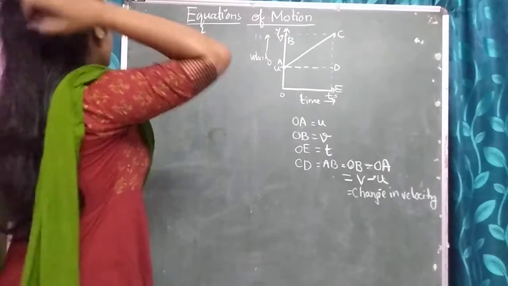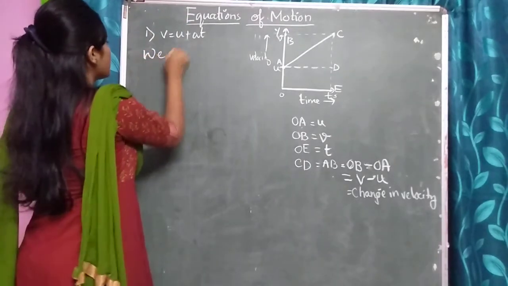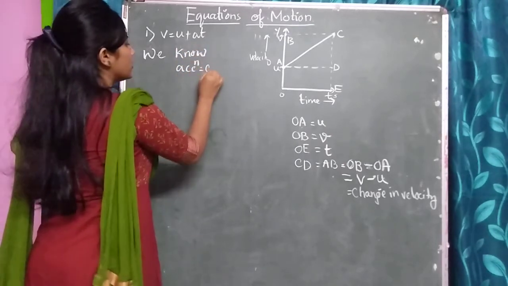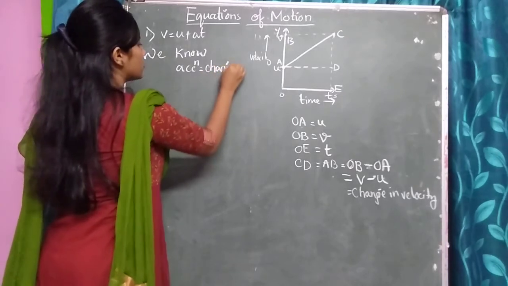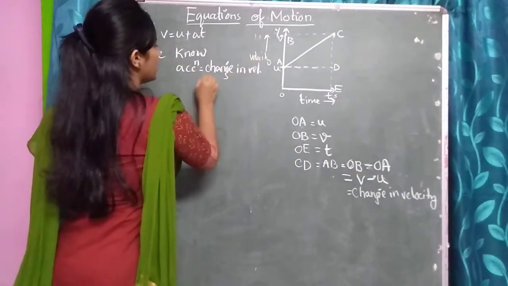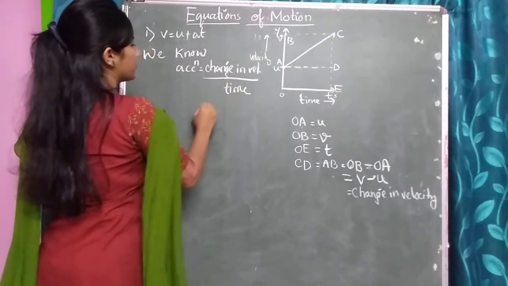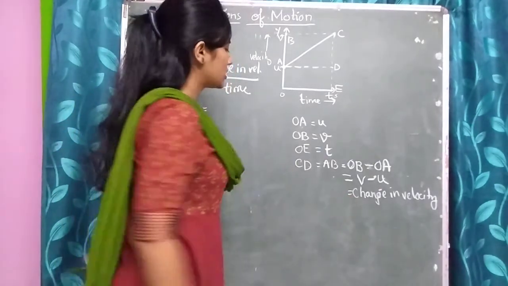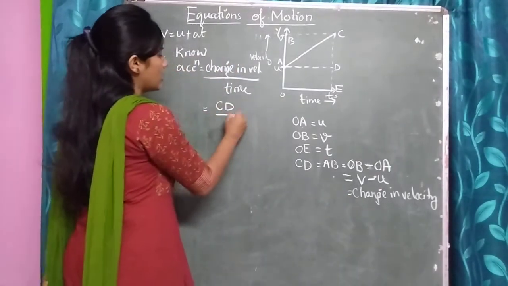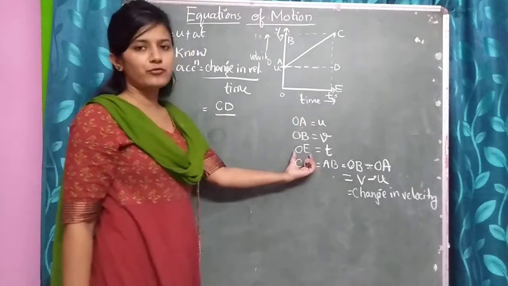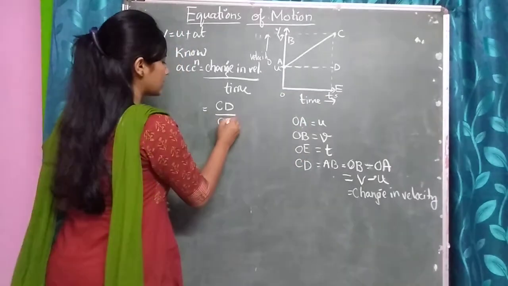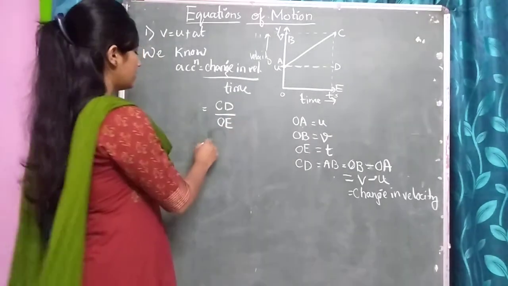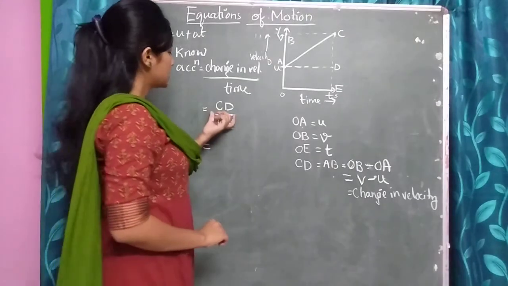So let us start. What we know? We know that the acceleration is the ratio of change in velocity divided by time. So change in velocity is how much? Change in velocity is CD, and for time I can write OE. So CD by OE.